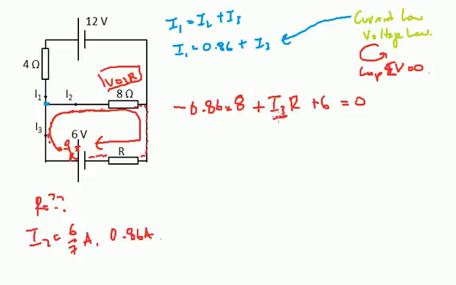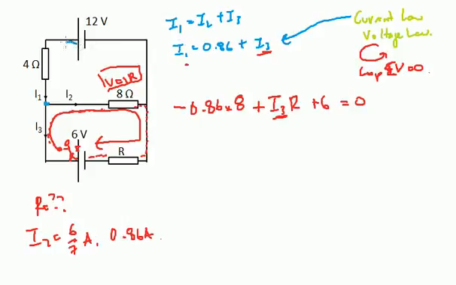So that's I guess the next thing I need to get. Well, I know from up here, my current law, that I3 plus 0.86 is equal to I1. So if I can find I1, I can find I3. Okay, we're getting there. So maybe I want to look up and write another equation, and let's use blue for this, going around this loop.